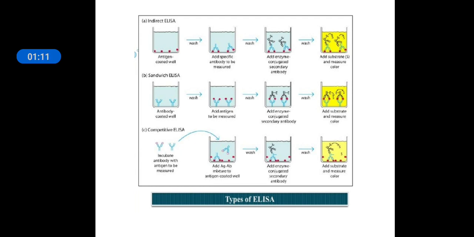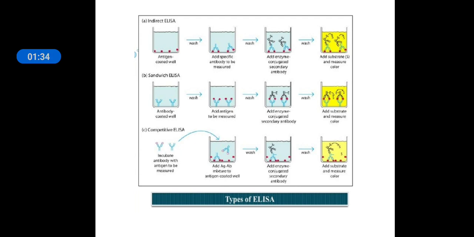So first there is an antigen that is coated, and then we will add the specific antibody to it, and then we will add the enzyme conjugated secondary antibody, and then if there is a reaction, we can see a color after the washing of the unbound proteins.